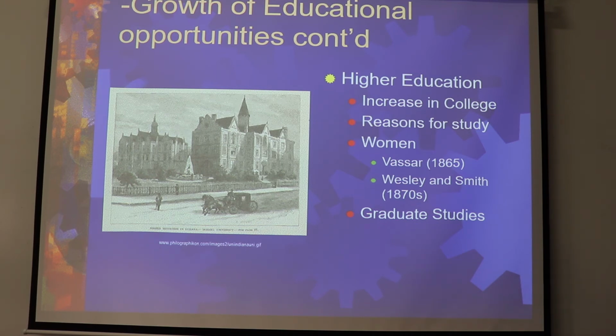Now, women in higher education, their attendance improved markedly, and most state universities in the West were open to women. Vassar opened in 1865, which was the first women's college that had equal standards to that of male colleges. By the 1870s, we had Wesleyan and Smith. And now that we have more colleges opening up, we need places to train the professors that are going to be teaching those classes. So, you have graduate studies.